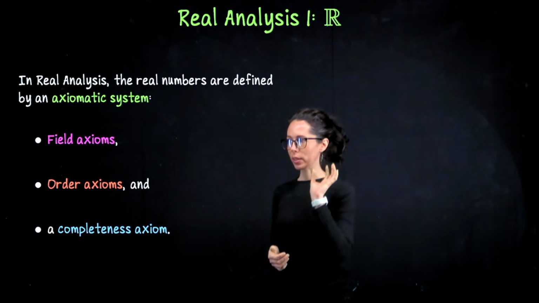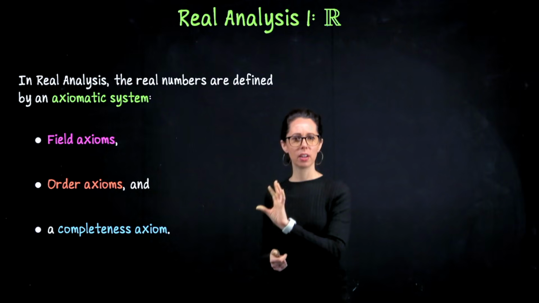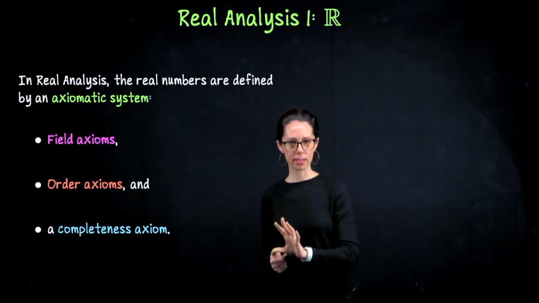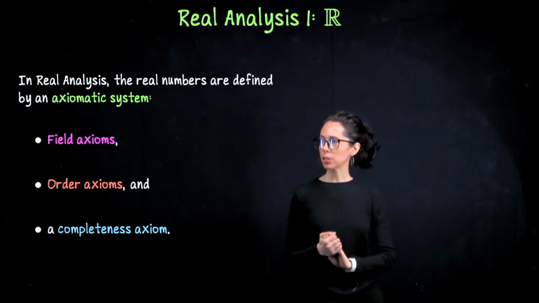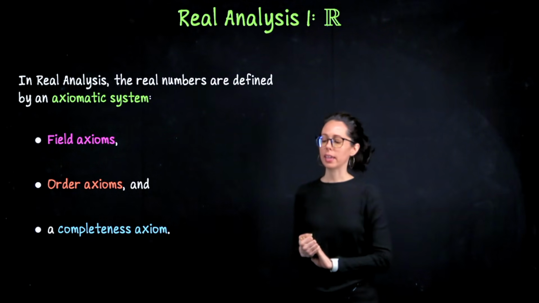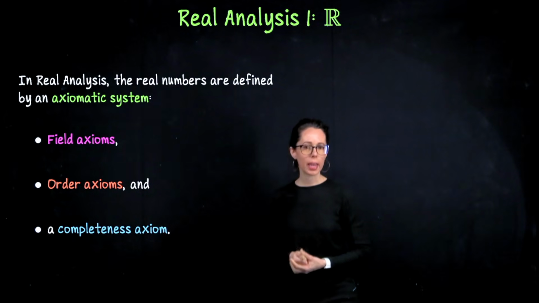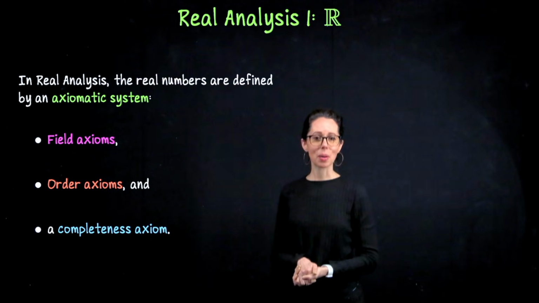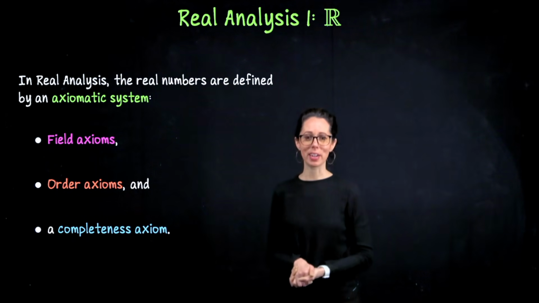Here is what we are going to assume as fact right from the beginning. So these are our axioms. The first one is called the field axioms of R, basically saying that addition and multiplication work really nicely for real numbers, which is something that you've probably known for many years.